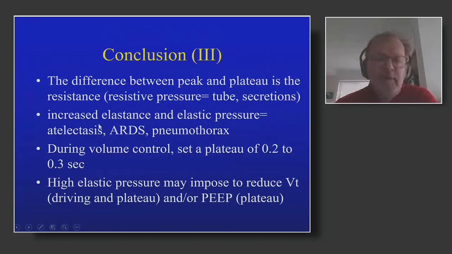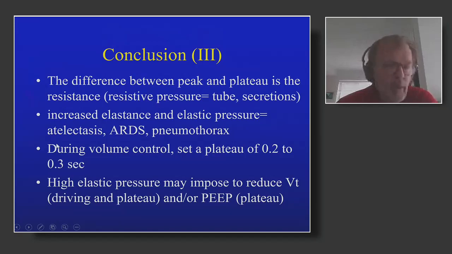The difference between the peak and the plateau is the resistance. It reflects the resistive pressure, which can be due to the tube. It can be a small tube or an occluded endotracheal tube, or it can be due to the airway or to secretions. If you see that the elastic pressure is increased, so we say increased elastance and elastic pressure or decreased compliance, well, it's usually a small lung because of atelectasis, because of ARDS, or because of pneumothorax.